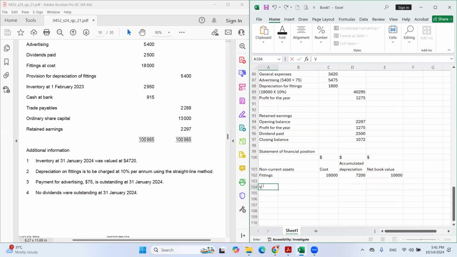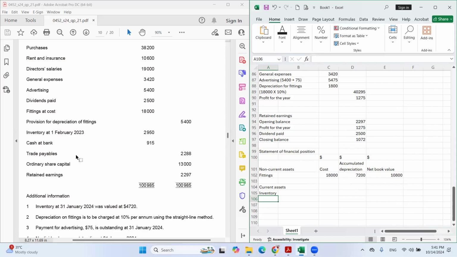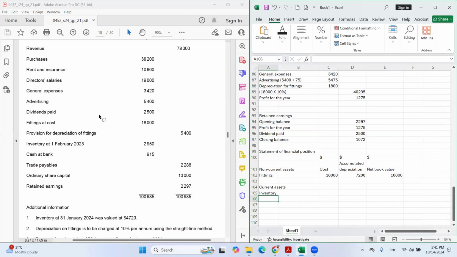And then the next one, current asset. The current asset, normally if we arrange it, we should start from the inventory first. After that, trade receivable, bank, and cash. So let's see any trade receivable. So they didn't give any trade receivable. That means we assume don't have. Okay, we only have the cash at bank, which is a bank account. Bank, only these two. So we can put into the second column.